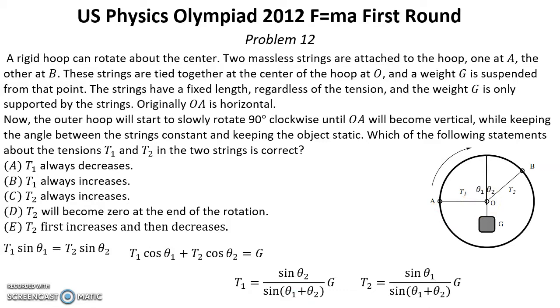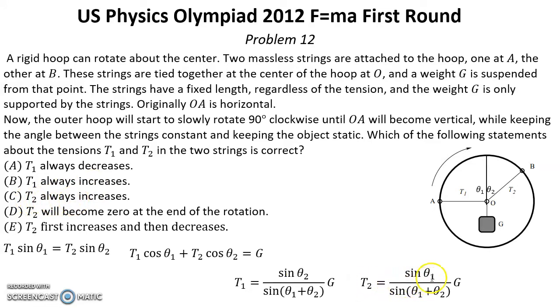And let's check these answers. Answer A, T1 always decreasing, which is not correct. We investigated, because initially it's increasing, and after that it's decreasing. T1 always increasing, that's not correct too. T2 always increasing, which is not correct.